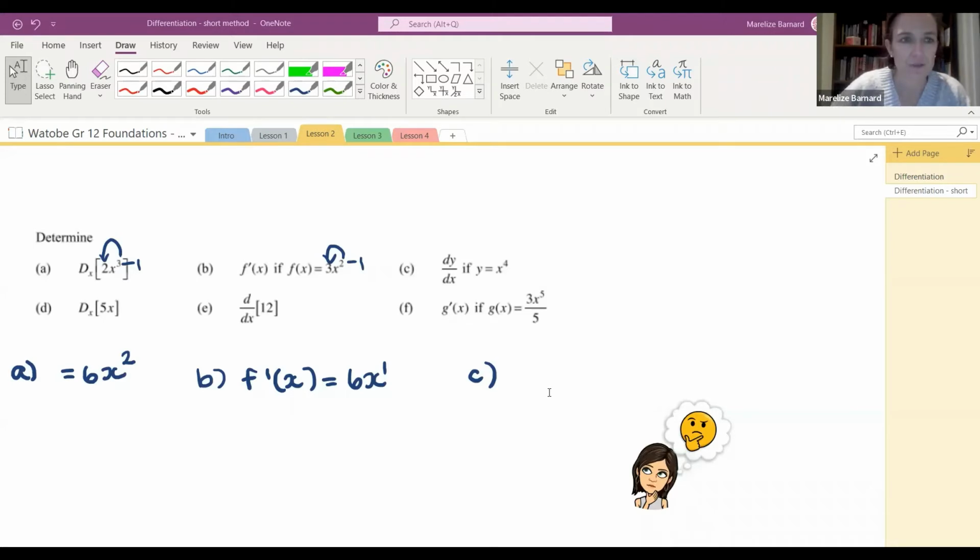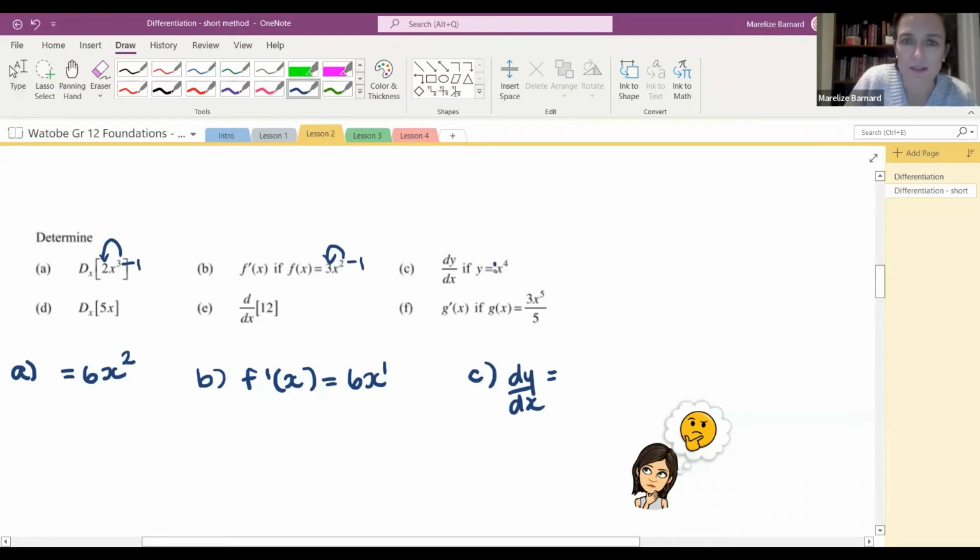Great stuff. A few people are posting already. Just remember to write your notation down. dy by dx is equal to, there's a 1 in front of the x, so we go 4 times 1 is 4x, and from my exponent, subtract 1, so it's 4x cubed.